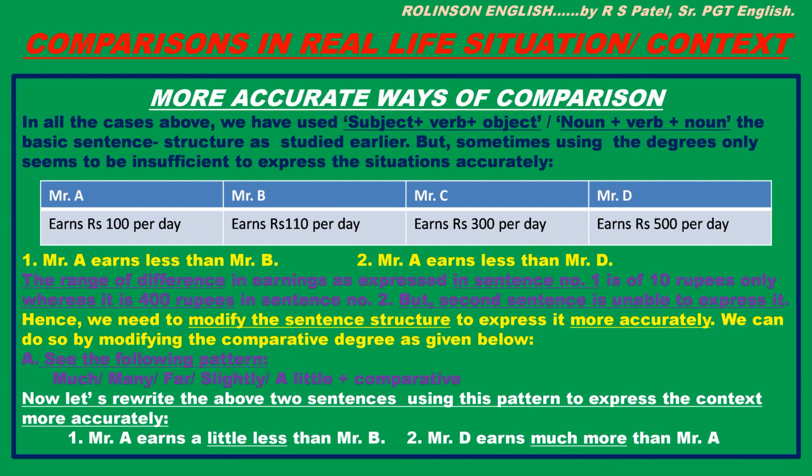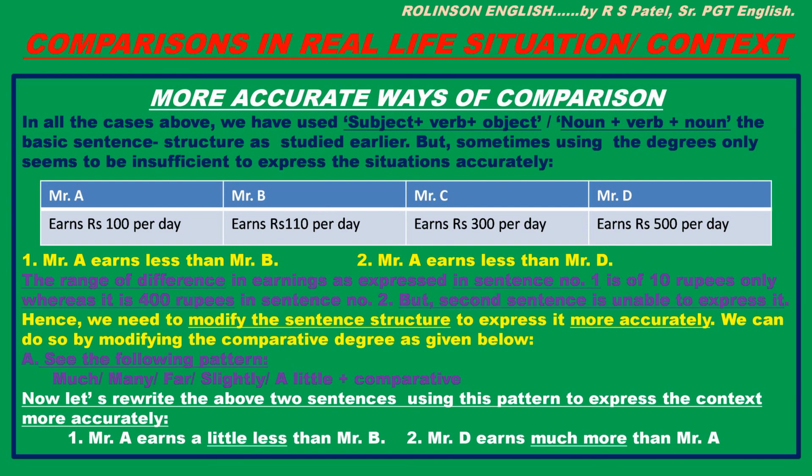We can do so by modifying the comparative degree as given below. See the following pattern. Comparative degree can be modified with much or many or far or slightly or a little, as the case is. Now let's rewrite the above two sentences using this pattern to express the context more accurately. Number 1, mark sentence 1 above and sentence 1 here. Mr. A earns a little less than Mr. B. See, a little less. This expresses the situation more accurately.